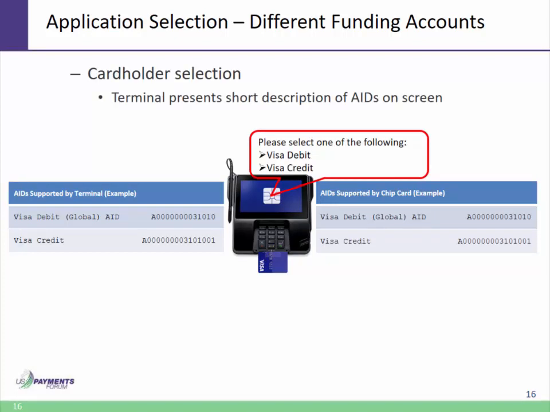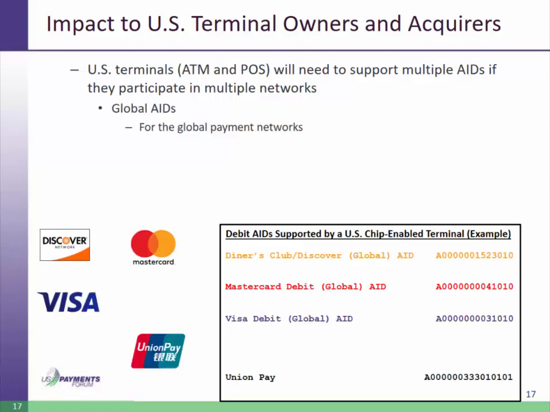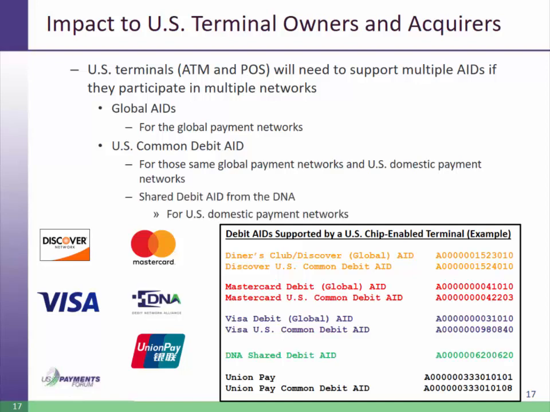A short description of the AID will be presented on the screen. An example is shown here. U.S. terminal owners and acquirers will need to support multiple AIDs. U.S. terminal owners will need to support a global AID for global payment networks and should support the U.S. Common Debit AIDs in order to preserve routing choice for those same global payment networks and U.S. domestic payment networks, which includes the Shared Debit AID from the DNA.